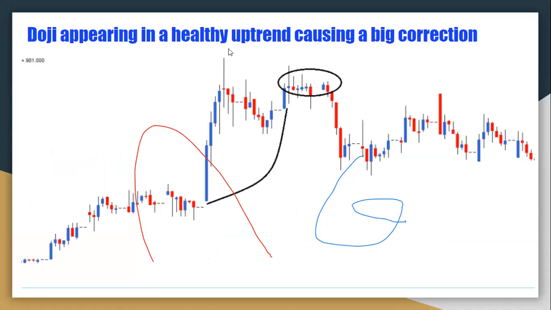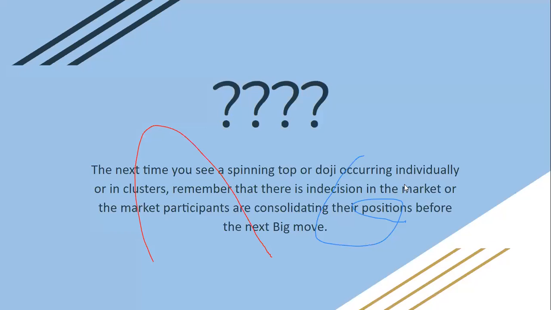In this example, there is a very healthy uptrend, and then we are seeing spinning tops and dojis occurring here. And this has caused a big correction. Again, there was uncertainty, and after this uncertainty, there is a big correction in the market. So one thing is very clear. The next time you see a spinning top or doji occurring individually or in clusters, just remember that there is indecision in the market. The market can go up as well as down.